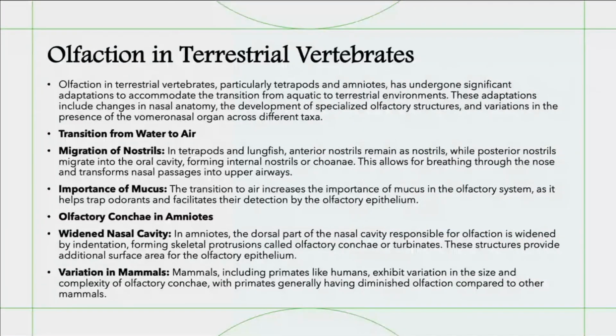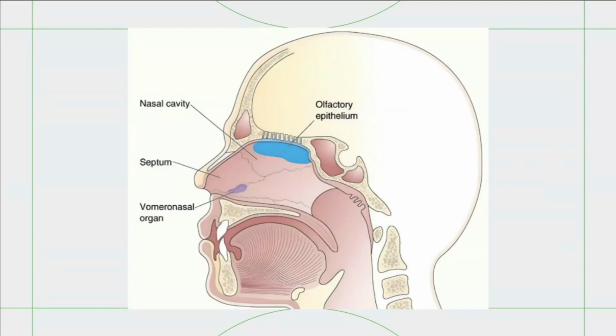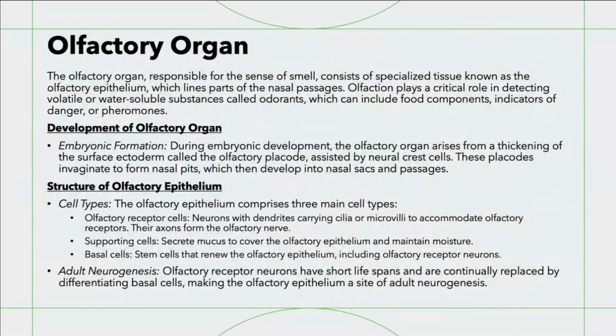The olfactory organ, I think, is the last one. Yes, the olfactory one is the last one. So the olfactory organ is responsible for the sense of smell. And it basically consists of the olfactory epithelium, which lines the nasal passages. Okay, so the olfaction has a critical role in detecting volatile or water-soluble substances, which are called odorants. And this could include food components, which could indicate danger, or pheromones, so that they're able to basically find a mate.